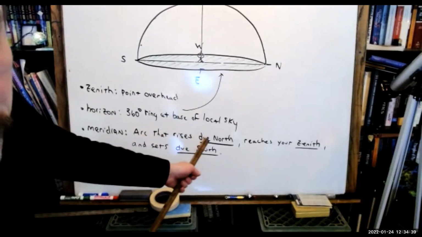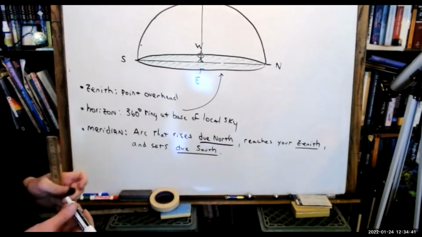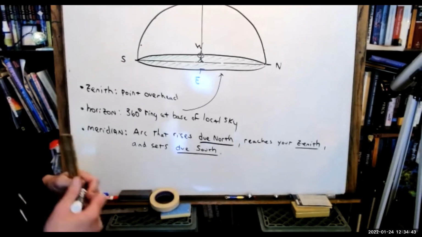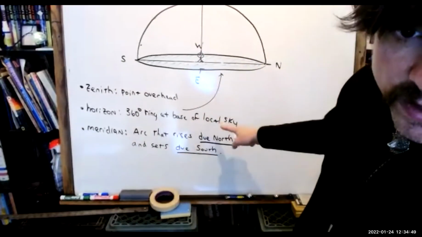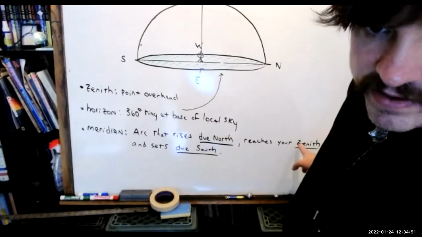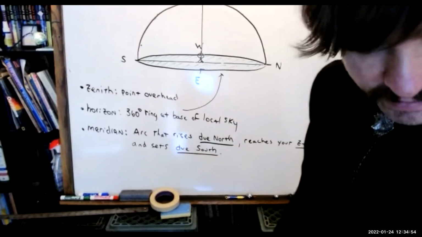Notice I've underlined north, zenith, and south. Those are the 3 key points. You're going to notice me doing that. Whenever I describe a trajectory through the sky, I always have 3 points. Where does it rise? How high does it reach? And where does it set? Okay.